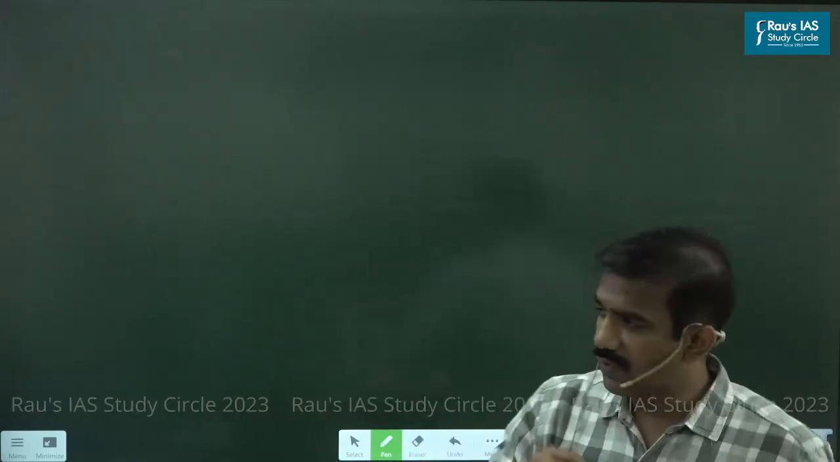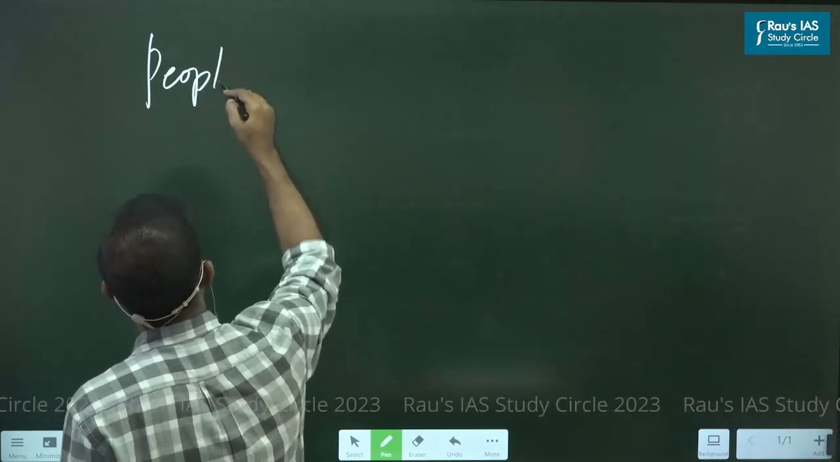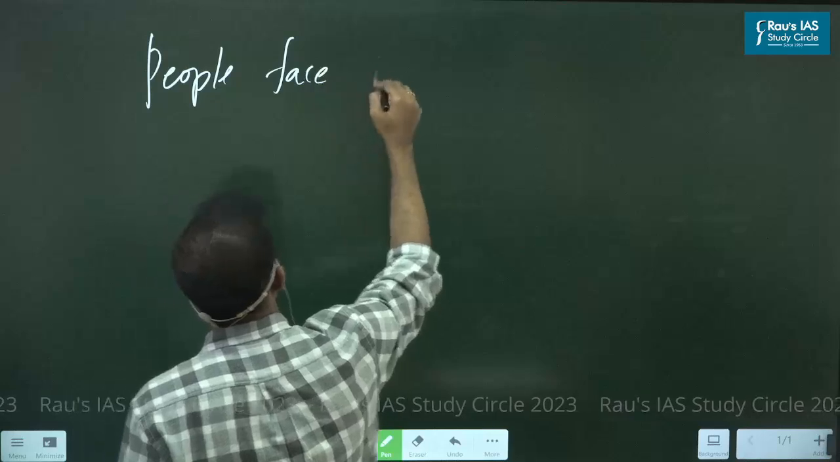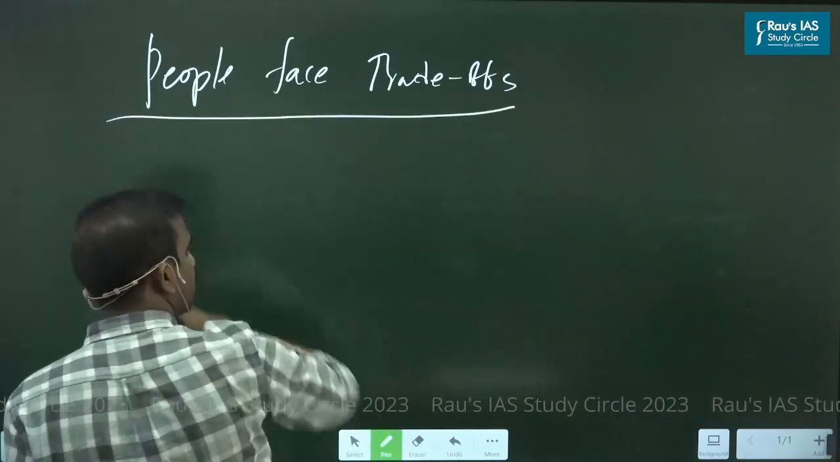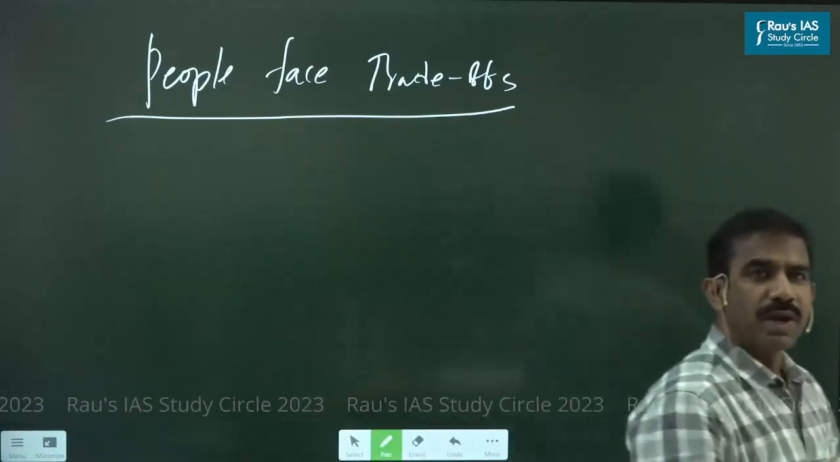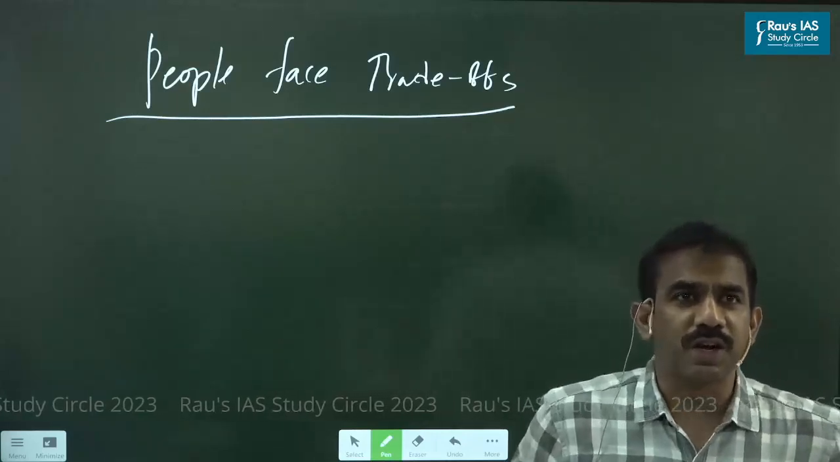The first principle of economics is, like you all remember from my GS class, people face trade-offs. People face trade-offs. What do you mean by it? What do you mean by people facing trade-offs?